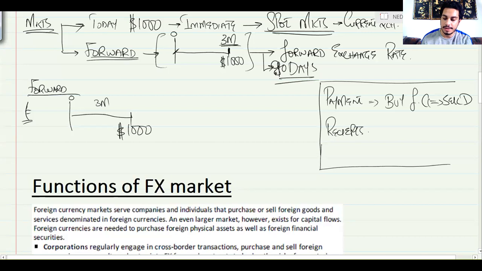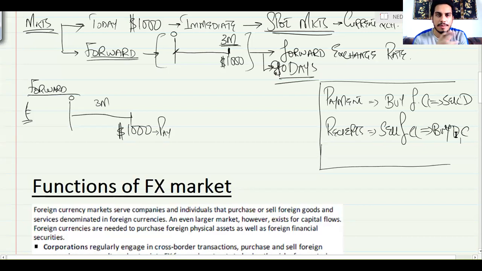If this was payment, and it had been receipts instead, then you do the opposite. You're going to sell the foreign currency because you're receiving the foreign currency. You sell the foreign currency and you buy the domestic currency. I'm hopeful such logic is already prevailing in your mind, so I don't think you need to ponder on it so much. So coming back to the example: after 3 months, you want to pay $1,000, right?